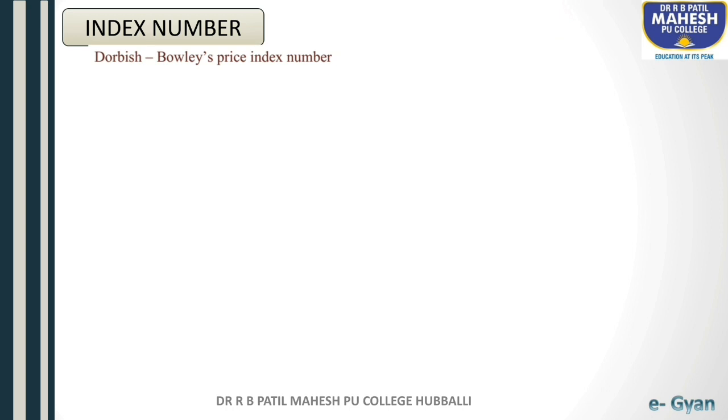Let us solve the next one, Dorbish-Bowley's price index number. The formula is P01 of Laspeyres plus P01 of Paasche divided by 2. As we already calculated, the Laspeyres answer is 139.70 and Paasche is 139.88, divided by 2.